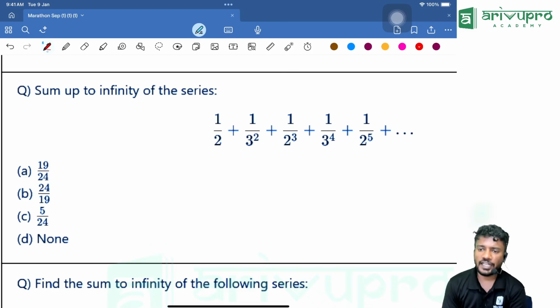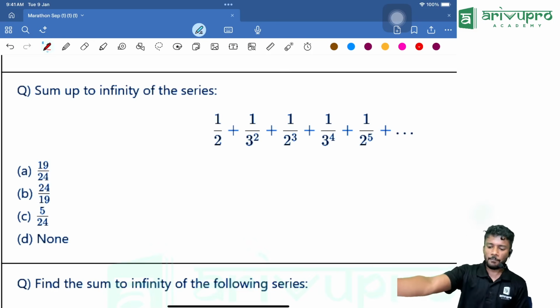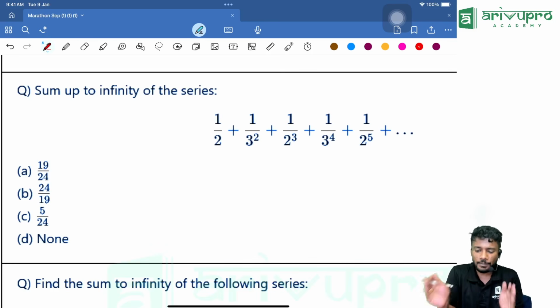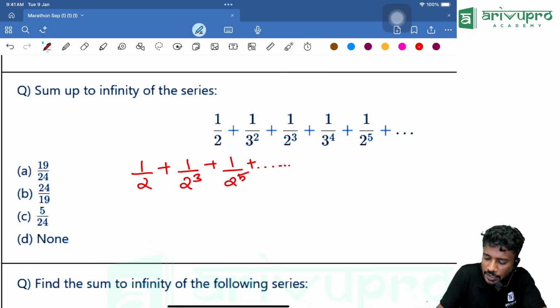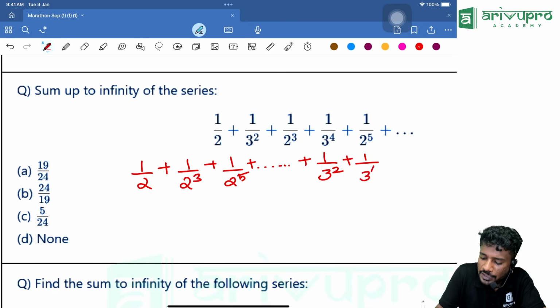Now, get me the answer for this. Sum up to infinity of the series 1 by 2 plus 1 by 3 square plus 1 by 2 cube plus 1 by 3 raised to 4 plus 1 by 2 raised to 5 plus etc. Is it in GP? It is in GP, but we need to split them and write. So 1 by 2 plus 1 by 2 cube plus 1 by 2 raised to 5 plus etc., plus 1 by 3 square plus 1 by 3 raised to 4 plus etc.